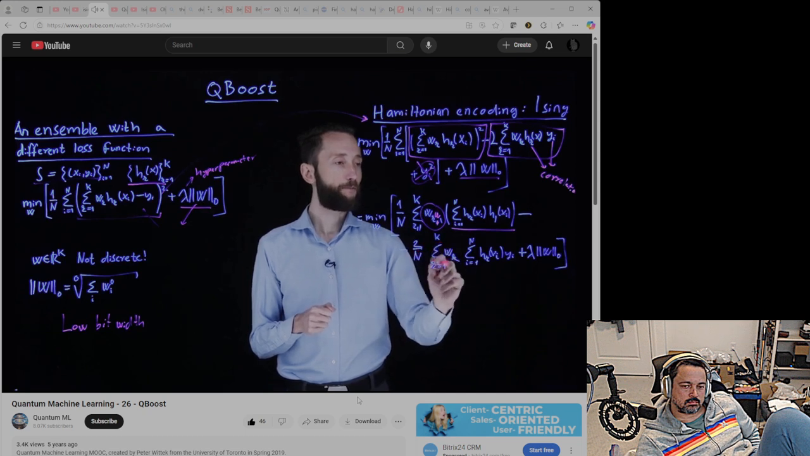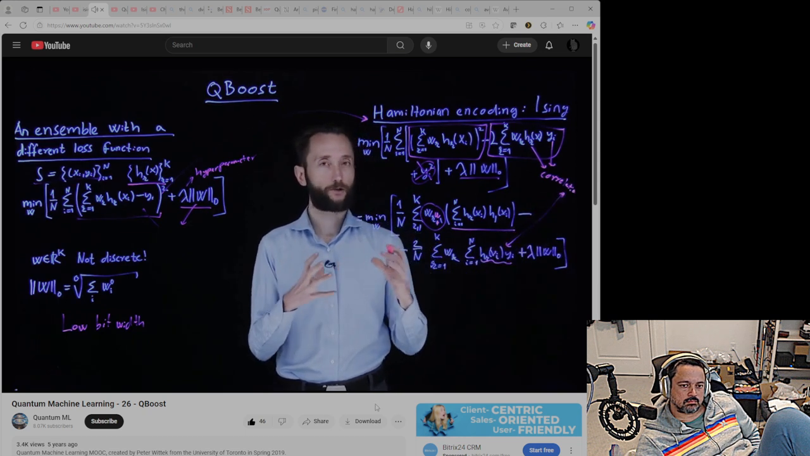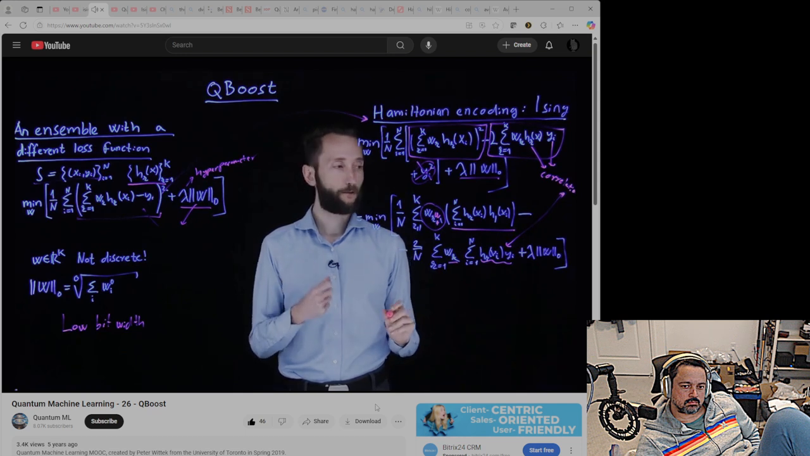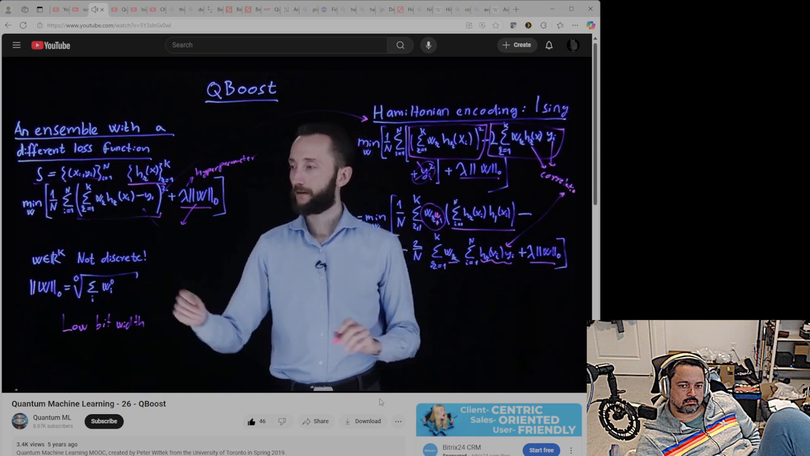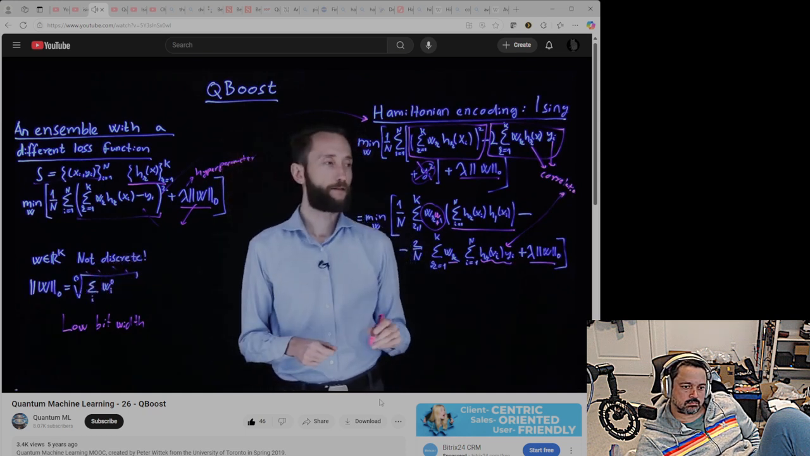Then you have this term where you measure the same thing as before. This is the same kind of correlation between the label and the actual model, weighted by the actual weight in the weight vector, plus this regularization term. In the regularization term, you can get rid of this square root 0. It doesn't make any difference.